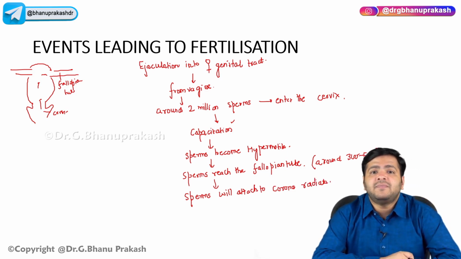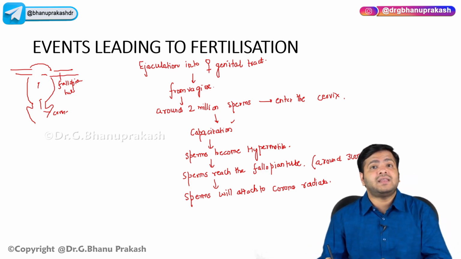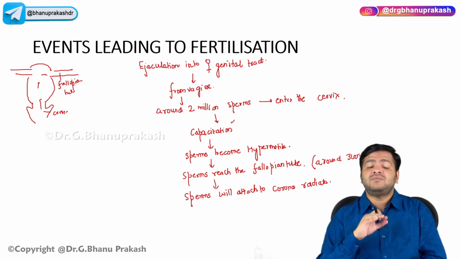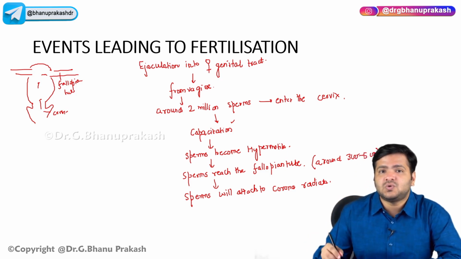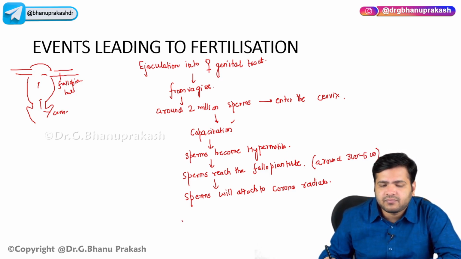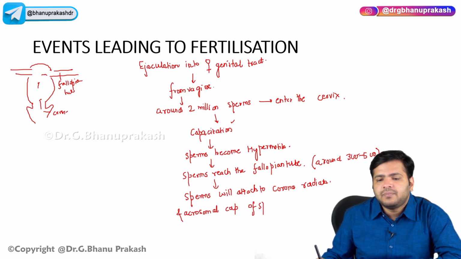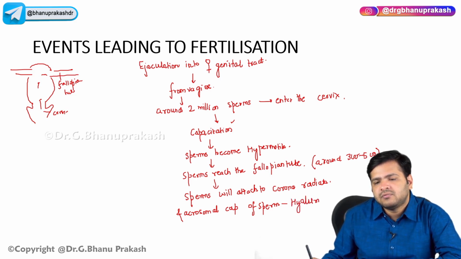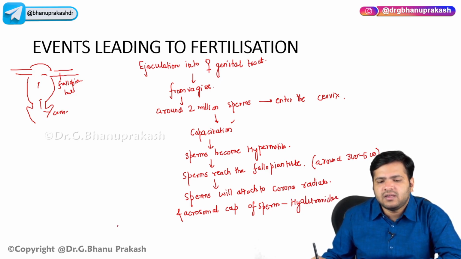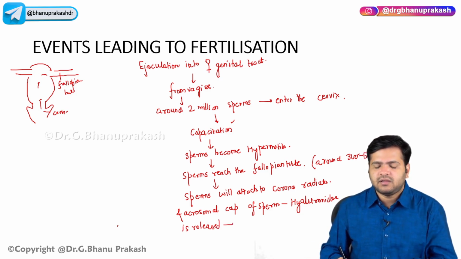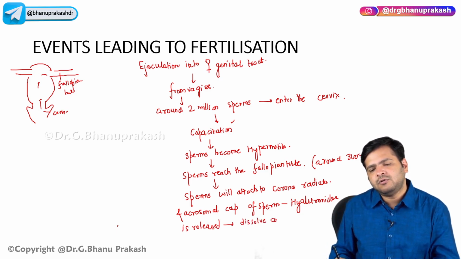You already know the sperms have an acrosomal cap, and from the acrosomal cap of the sperm an enzyme will be released that is called hyaluronidase, right, which will dissolve the corona radiata. Basically the acrosomal cap contains hyaluronidase, and this hyaluronidase is released, which will dissolve the corona radiata, right?